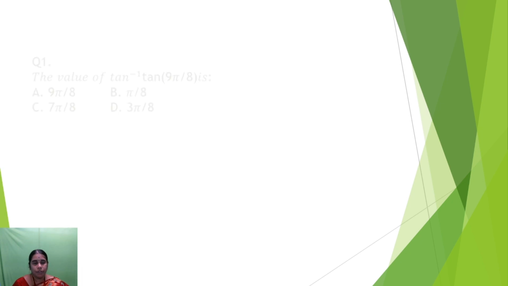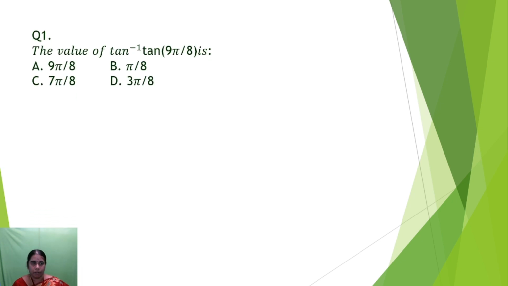Next, for this section we go through some of the problems. First one, problem number 1. The value of tan inverse of tan of 9 pi by 8 is dash. They are asking about tan inverse of tan theta, so we have to calculate. What's our answer? The answer is B. It means pi by 8.